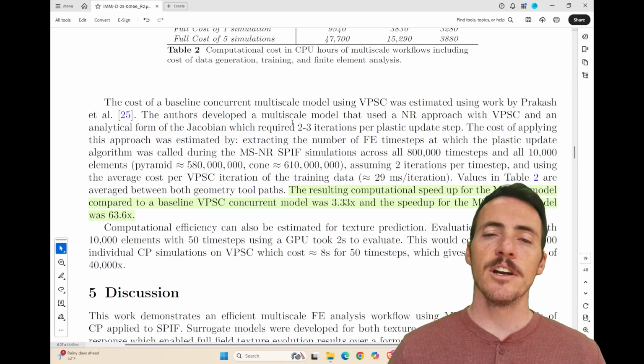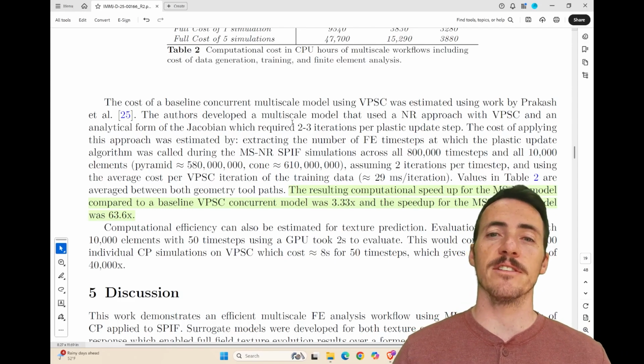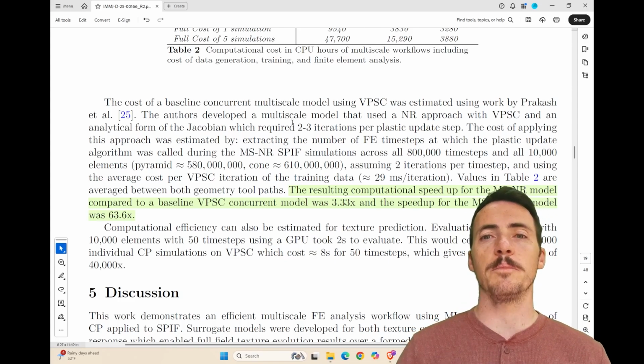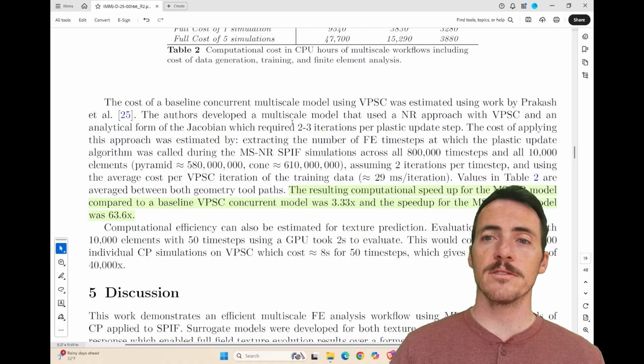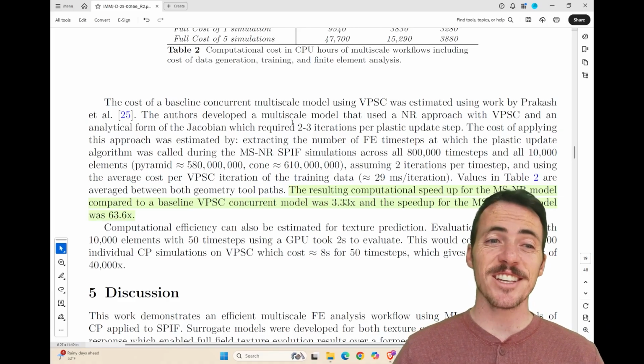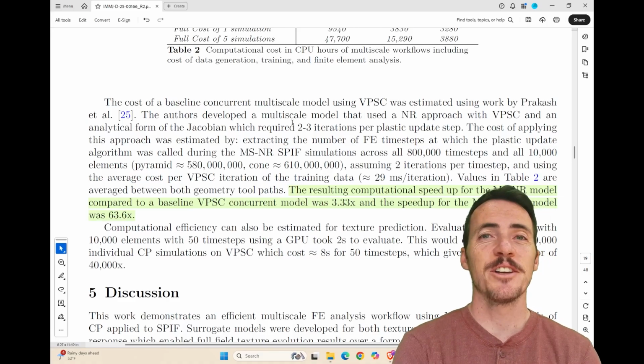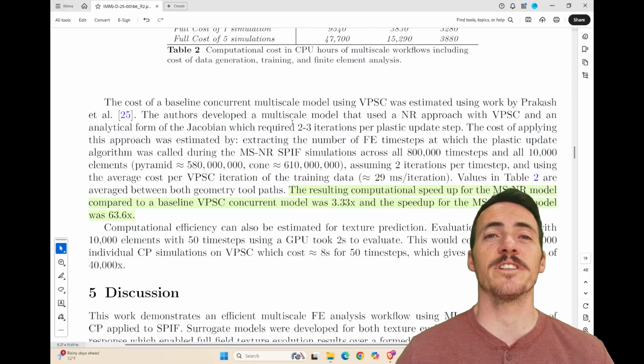But is it faster? Well, here they show that it's actually quite a bit faster. Using the two different models, you get two different speed ups. One of them is 3.3 times faster. The EVPSC model is actually 63 times faster. So a pretty huge improvement from the gang at Georgia Tech.